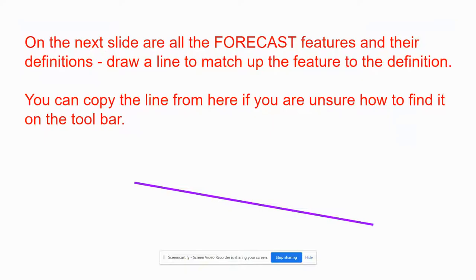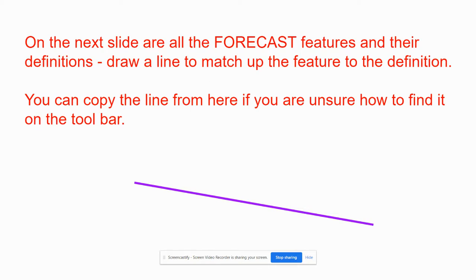So the first task that I'd like you to do is, on the next slide are all those FORECAST features and the definitions. I'd like you to draw a line and just match up those features to the definitions. If you're not sure how to find the line on the toolbar, I've created a purple one there that you can copy and paste, which is really easy to do. You just press the line, Control-C copies it, and then Control-V pastes it.